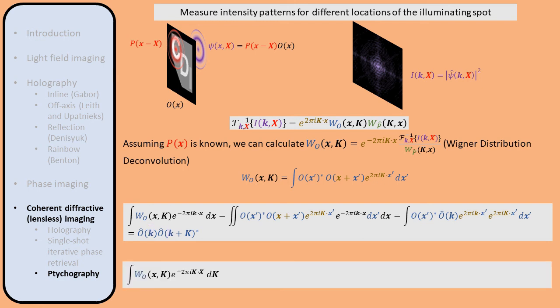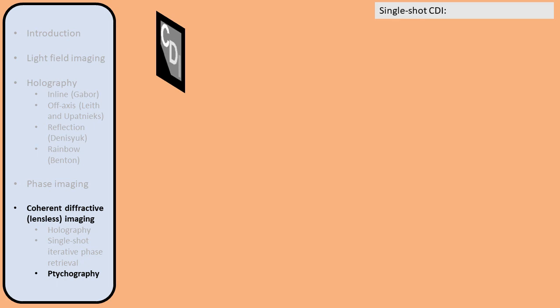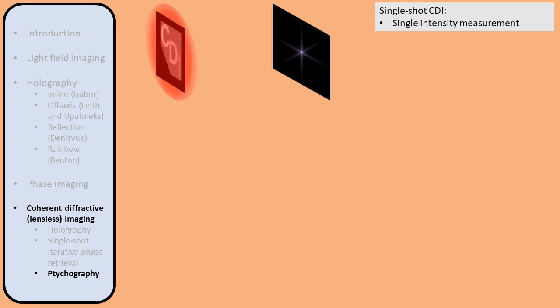The other way to find the object from its Wigner distribution function is to take the Fourier transform with respect to k. Performing the integral over k gives the delta function, and performing the integral over x prime gives the object reconstruction.